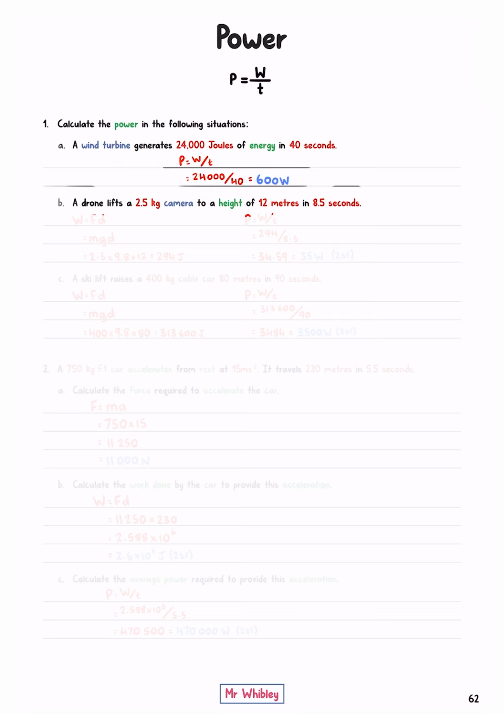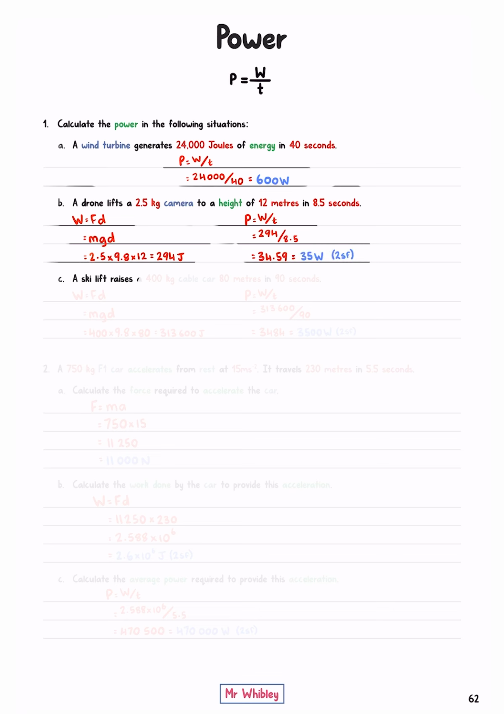Knowing that power is work over time, we have the time but we don't have the work. But we know that work is equal to force times distance, where we know our distance is 12 meters, and we know the force is gravitational, so it's equal to mass times gravity. Putting in these numbers gives me 294 joules. Putting that into our power equation gives me 34.59 or 35 watts to two significant figures.